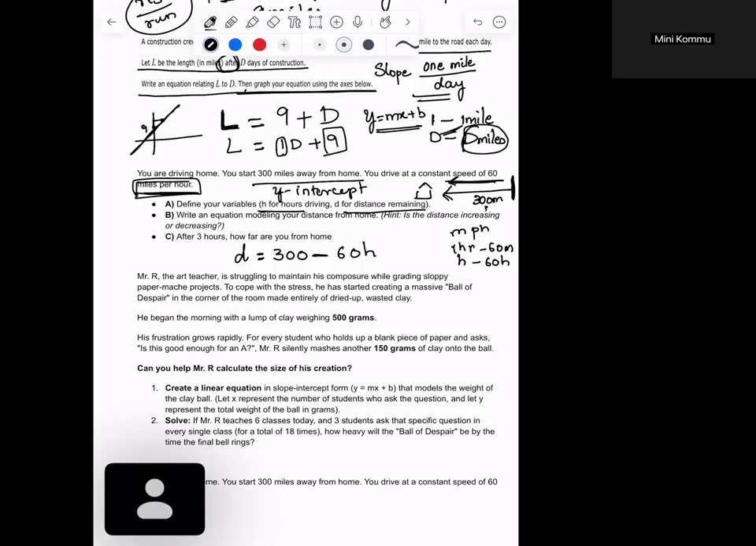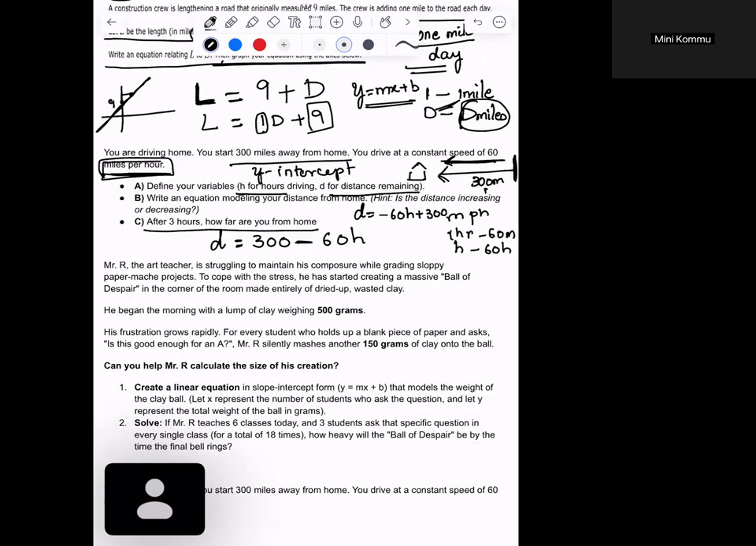That is your equation, and you have it in your y is equal to mx plus c format. All you need to do is rewrite it as d is equal to negative 60h plus 300. All right. But look at the last question over here. It's simple, right? After 3 hours, how far are you away from home?